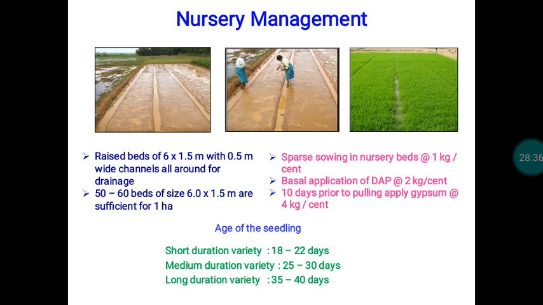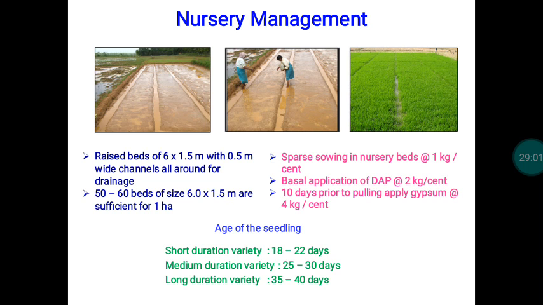Spare sowing is necessary, so per 1 cent, 1 kg. Then as basal we have to apply DAP at the rate of 2 kg per cent in the nursery. And 10 days prior to pulling we have to apply gypsum, 1 kg per cent. If we follow all these processes, germination and seedling establishment will be good.